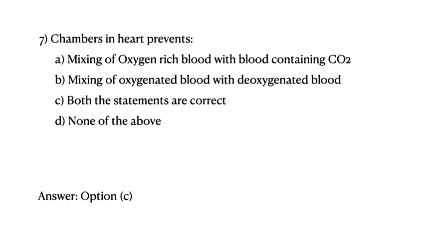Now children, if you see the first statement, it is telling that the chambers in our heart prevent the mixing of oxygen rich blood with blood containing carbon dioxide. Oxygen rich blood means oxygenated blood. Blood containing carbon dioxide is actually deoxygenated blood. In the second statement it is said mixing of oxygenated blood with deoxygenated blood. So in this case both the statements are actually the same. That is why here option C would be the correct answer. That is, both the statements are correct.